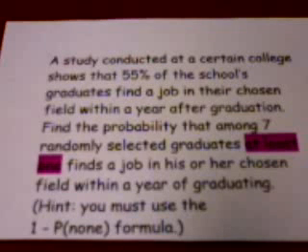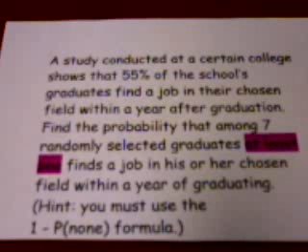The idea of at least one works because if you're looking at this particular example, it says to find the probability that among 7 randomly selected graduates, at least one finds a job in his or her chosen field. Well, one way to do this is you could find the probability of 1, 2, 3, 4, 5, 6, 7, and then add them all together. Well, it's very time consuming, and if you were picking like 45, you wouldn't want to have to do that. So the easier way to do this is to use basically the complement rule.